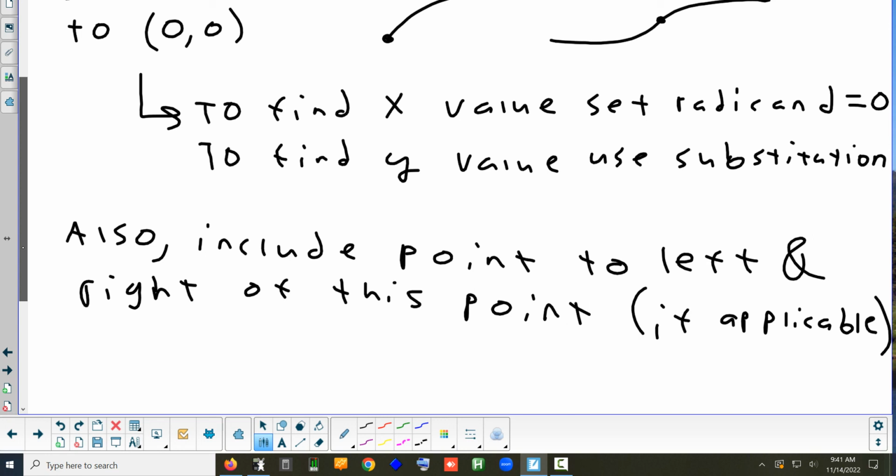But you also need some points to the left and to the right of it, right? If it's the center, you're going to want to get a few more points like that, so you can make your sketch. Or if it only curves in one direction, then we're only going to look for points in one direction. You're not going to have to do both. And to do this, we're going to use the table on the calculator.